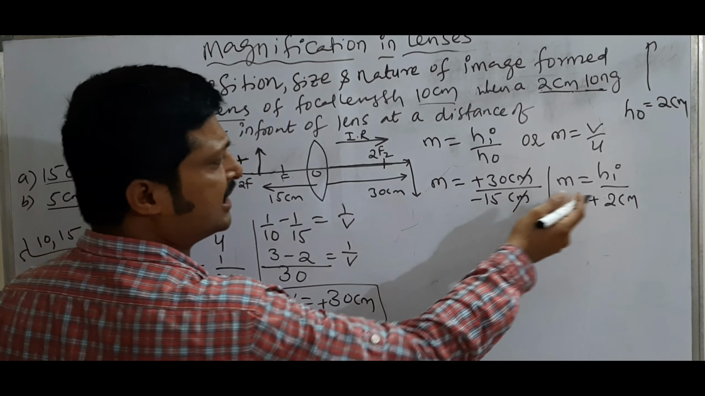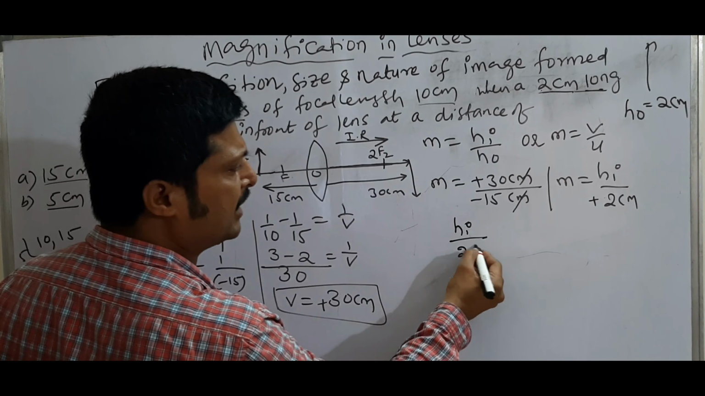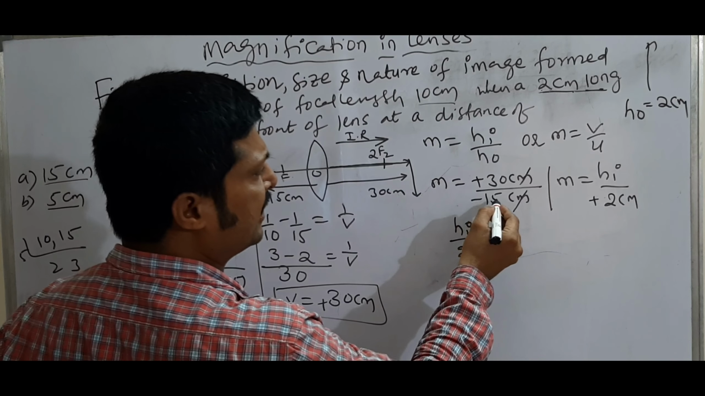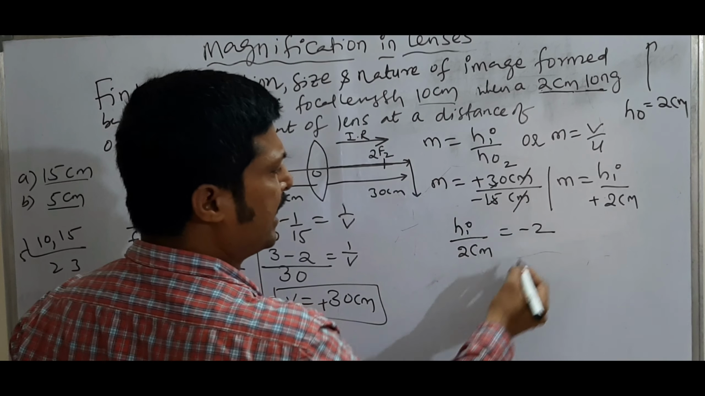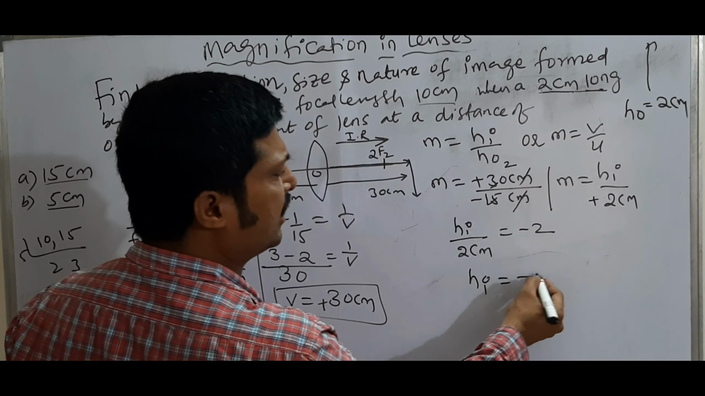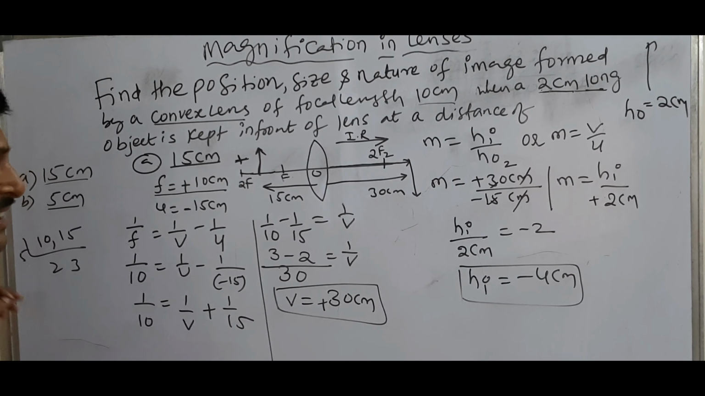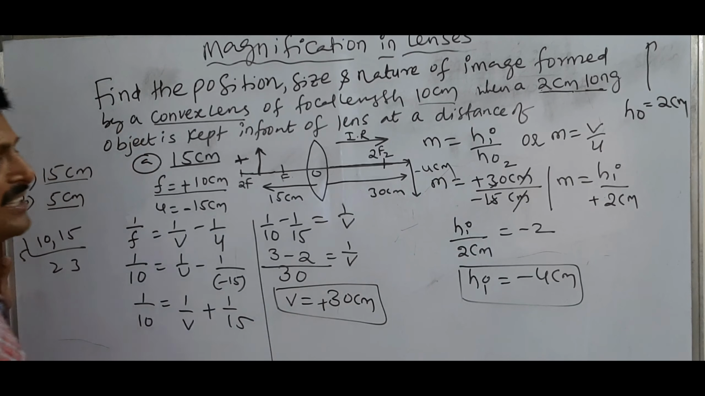So this is magnification. Equate these two. Height of image by 2 centimeters is equal to 30 by minus 15, which is equal to minus 2. Then height of image is equal to minus 4 centimeters.